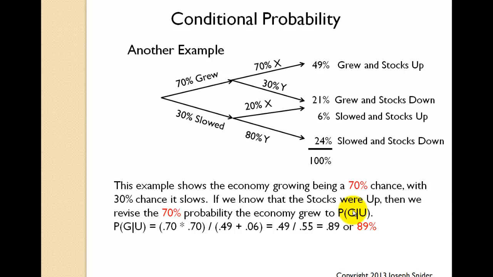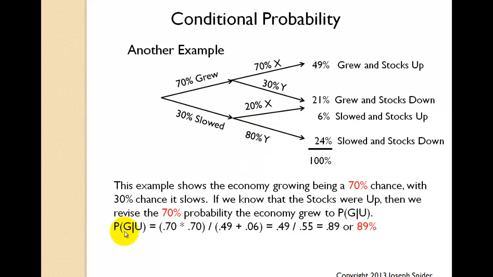Here's another example from an economics standpoint. You have the economy grew or slowed. You have that stocks were up and down. So the probability of A would be that they grew or slowed. Probability of B is that stocks were up, stocks were down. Now you have here a different percentage depending on whether the economy grew or whether the economy slowed down. So you have a 70-30 split on top, you have a 20-80 split on the bottom.